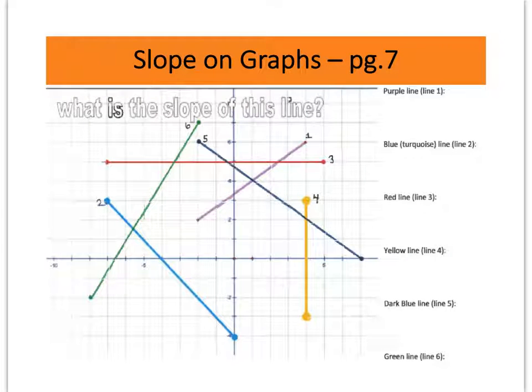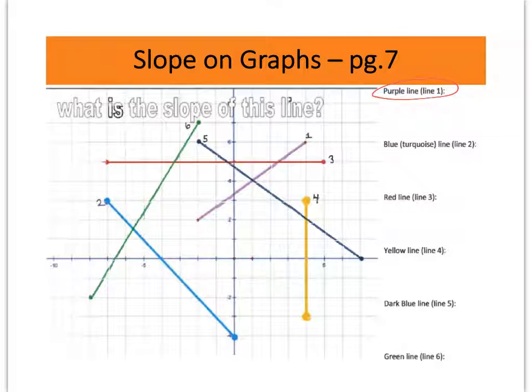All right, please pause the video. This is also on page 7 if you're working in your workbook. But take a moment to find the slope of all of these lines. We'll do the first one together, the purple line, and then I'm going to have you do lines 2, 3, 4, 5, and 6 on your own.